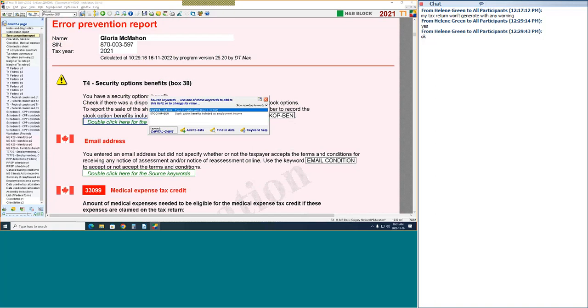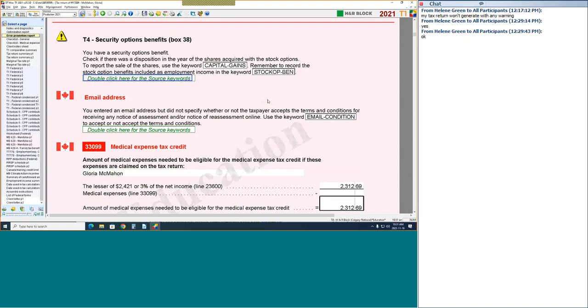So if you double-click on words that are keywords, then you say add to data or find in data, it's going to take you to that part of your data entry. So useful tips and tricks on the error prevention report. Email address, it's going to say you've entered one, but you haven't signed her up for online mail. Did you want to do that? If you did, it's going to tell you what keyword you need. If you didn't want to do it, you don't need to do anything.